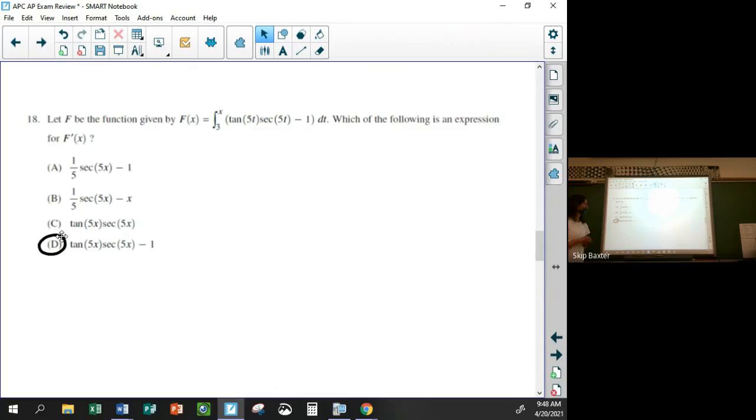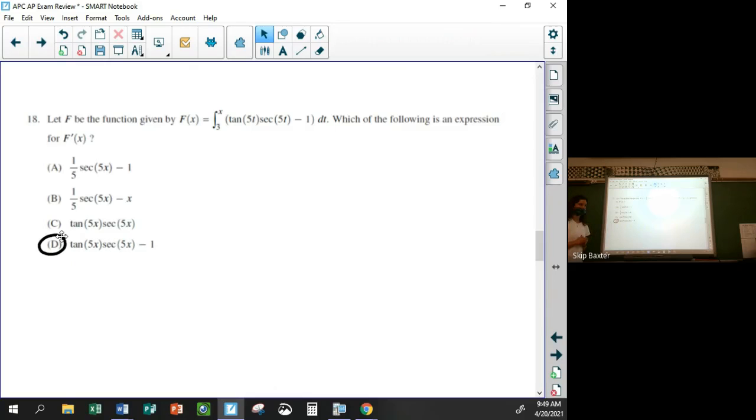What if the question was different? What if it was, instead of from 3 to x, from 3 to 5x? How would this problem be different? You would substitute in 5x for t, and then you'd multiply the whole thing by 5. You'd have to put parentheses around the whole thing that's there, and then put times 5. Does that make sense?